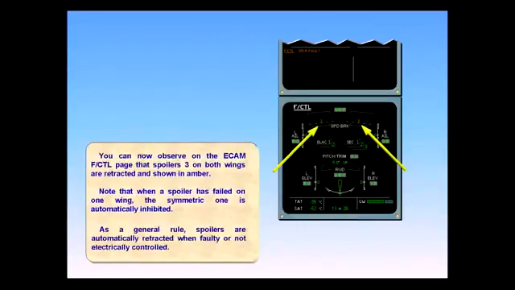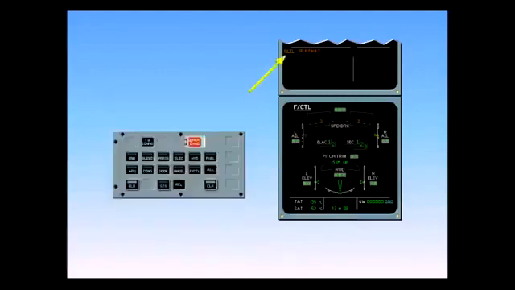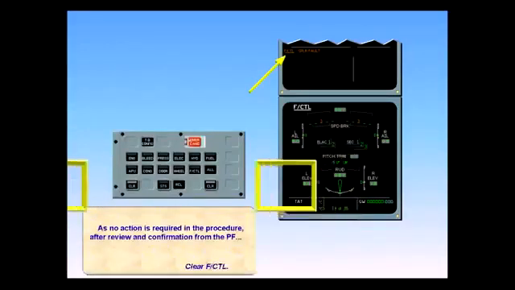You can now observe on the ECAM flight control page that spoilers 3 on both wings are retracted and shown in amber. Note that when a spoiler has failed on one wing, the symmetric one is automatically inhibited. As a general rule, spoilers are automatically retracted when faulty or not electrically controlled. As no action is required in the procedure, after review and confirmation from the pilot flying, clear flight control.